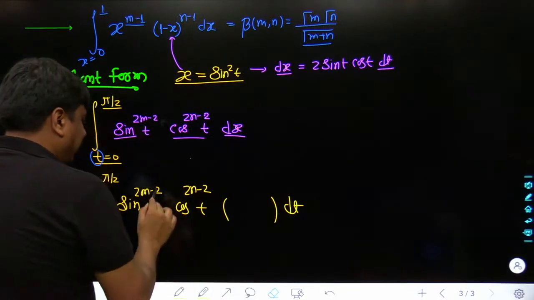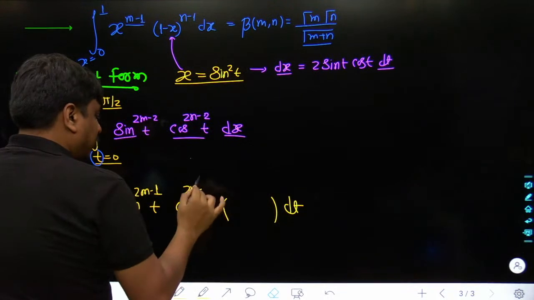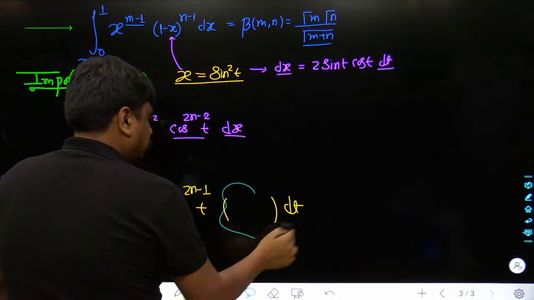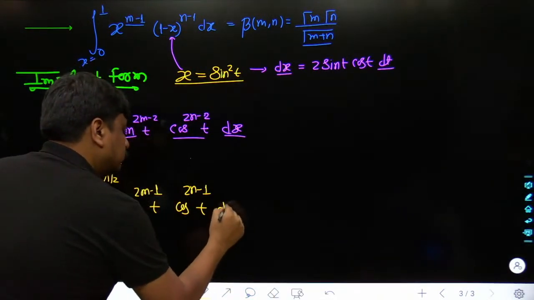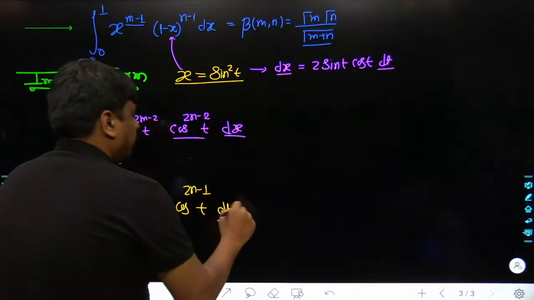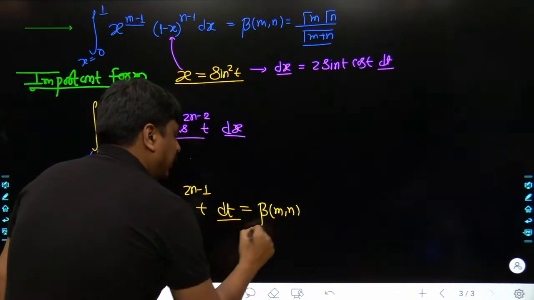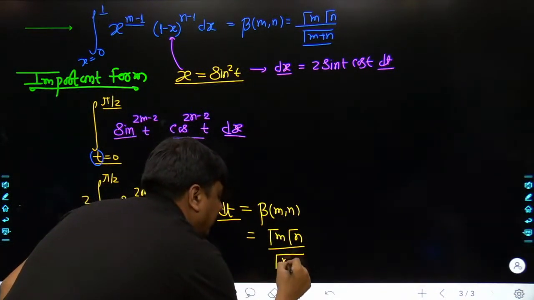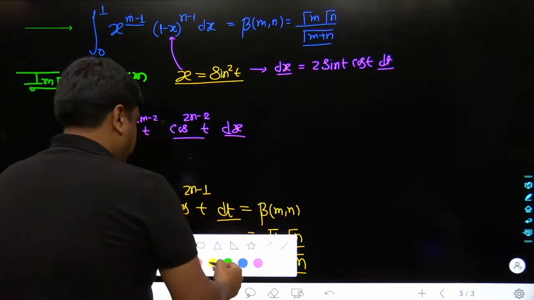Once their powers are added, you can straight away write this as 2m minus 1, and the same process is going to happen with this also. So here it becomes dt. And what would be the worth over here? The worth would remain the very same. Still it is beta of m comma n. Still it can be written as gamma m gamma n divided by gamma of m plus n. Such a powerful tool it has been.